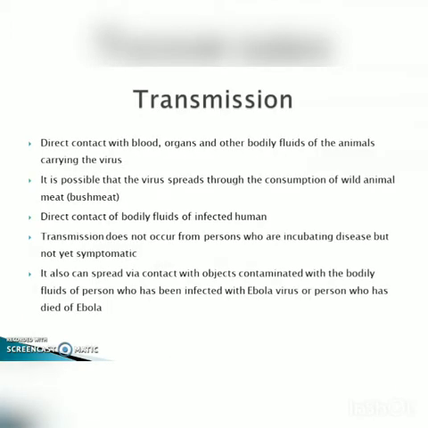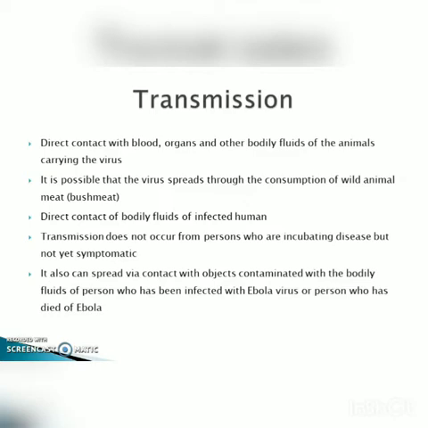So how is it transmitted? Well, Ebola virus can be transmitted by direct contact with the blood, organs, and other bodily fluids of animals carrying the virus. So it is possible that people who eat animals contaminated with the virus will be infected with this disease, for example bushmeat, which is quite popular in West Africa and is a possible cause of the disease.